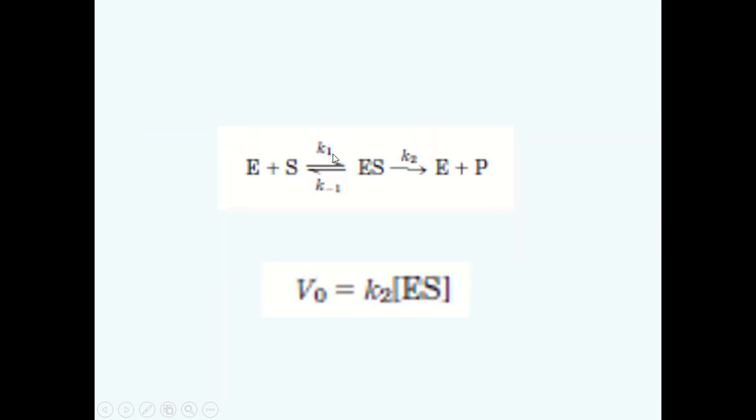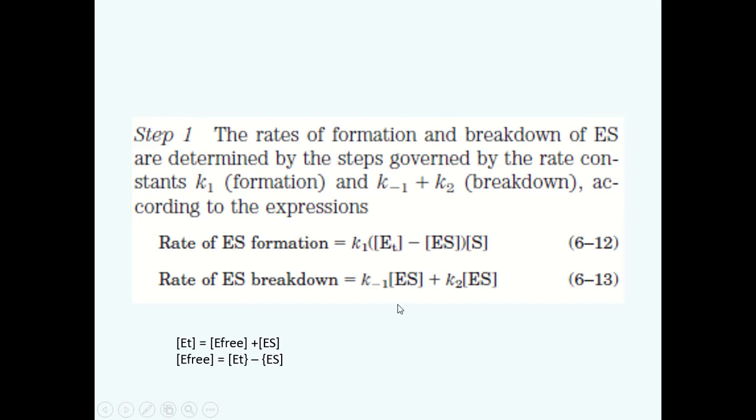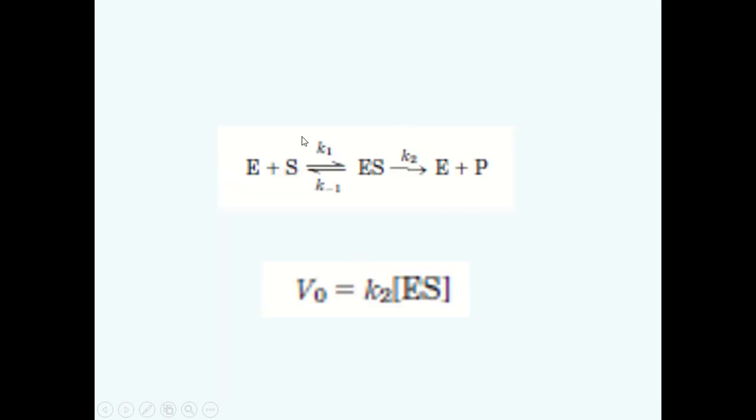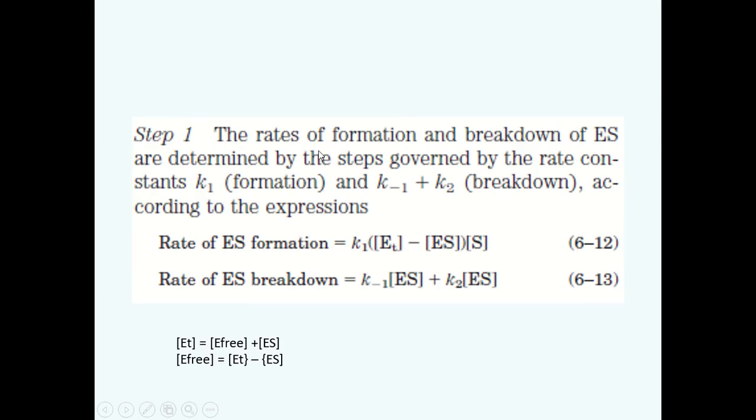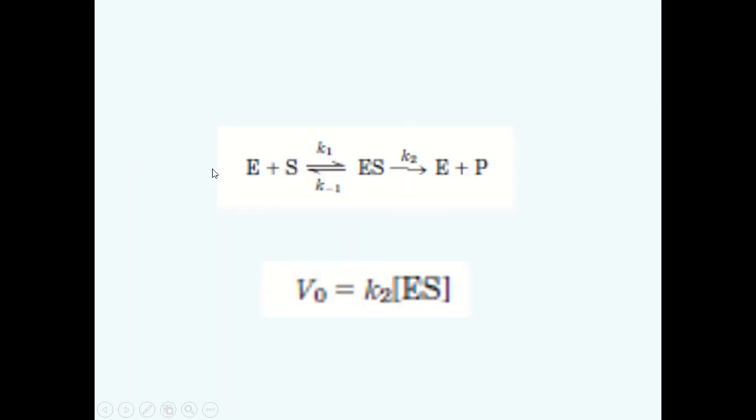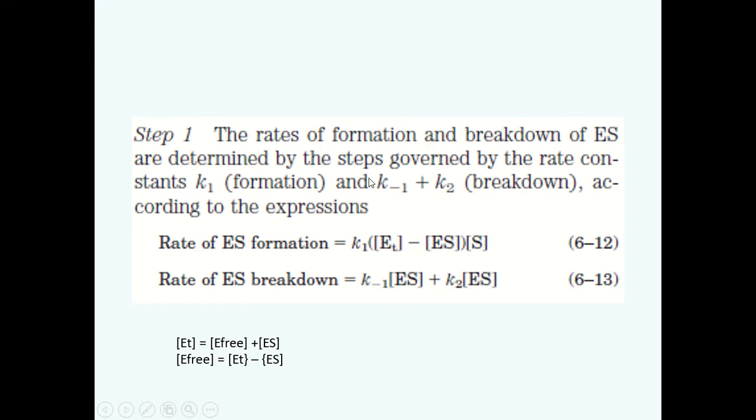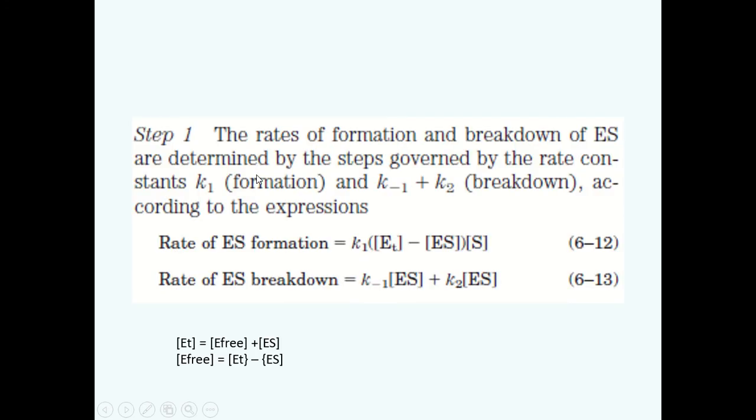Now, the rate of formation of the enzyme substrate complex is given by this expression K1. So this is the rate constant K1 multiplied by enzyme concentration multiplied by substrate concentration. These are the two reactants. So the rate constant multiplied by the concentration of the reactants would give the rate of formation of enzyme substrate complex. At any given instance, it is difficult to find the concentration of the free enzyme. So therefore, this free enzyme is expressed in this following way.